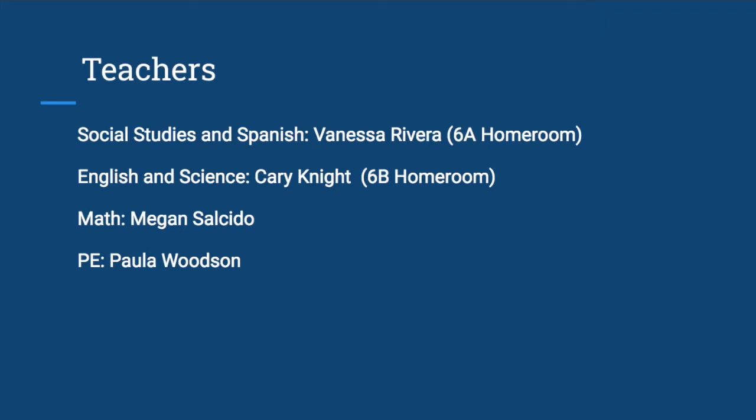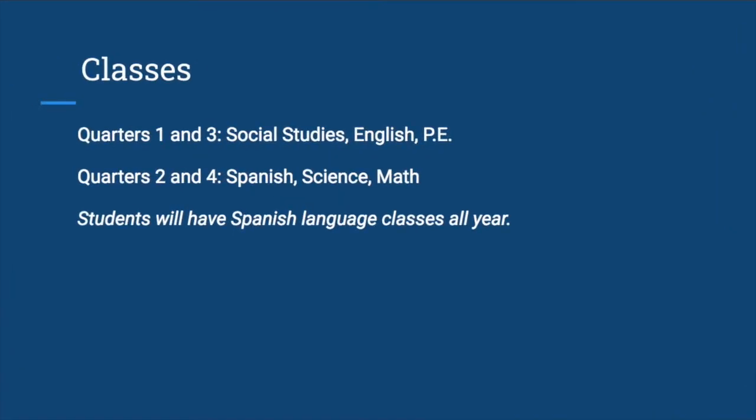Please note that if you have a content-specific question, you should ask the content teacher. If you have a general class or school question, please contact your child's homeroom teacher. Quarters 1 and 3, students will take social studies, which is in Spanish, English, and PE. Quarters 2 and 4, students will take Spanish, science, and math. And this is to ensure that students will have a Spanish language class all year.